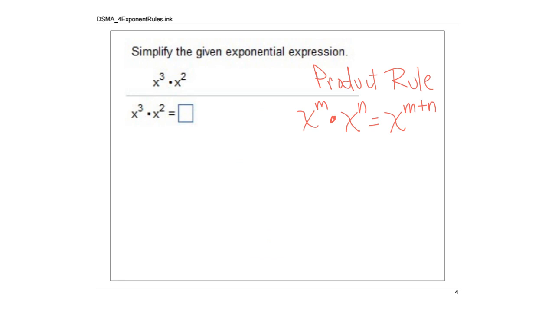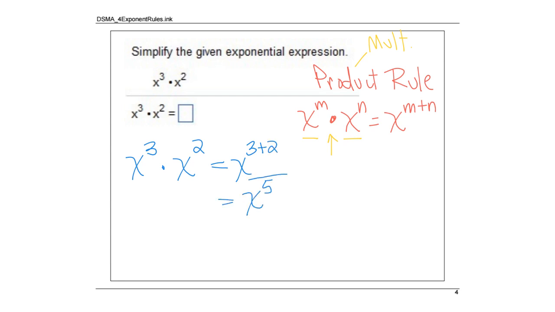Let's look at product rule. Product means multiplication. So if I have x raised to the m power times x raised to the n power, because it's multiplication, we're going to add the two exponents together. So the x stays the same, but we add the two exponents together. Let me show you up here why that works. So we have x to the third power times x to the second power. Okay, since it's multiplication, since it's product rule, that would be x to the 3 plus 2, which means we would have x to the 5th power.